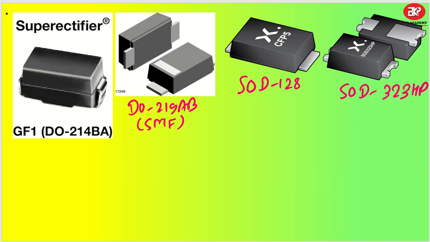Some others, if you take the GF1 package, that is DO214 package, DO219 we already talked about. SOD128 has come from Nexperia. So you should not understand that these packages are only with one of the companies. Okay, the same diodes will be produced by almost many companies like Vishay, Diodes Incorporated, Texas Instruments, Microchip, Renesas, Nexperia, onsemi, many companies. Okay, so hope you have a good understanding about the diode packages and the different parameters that are taken care of.